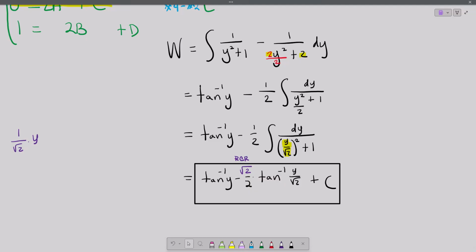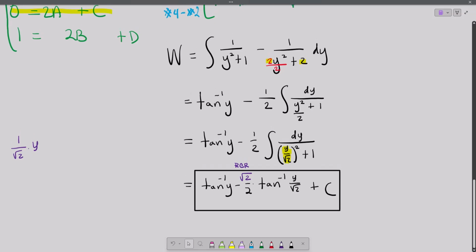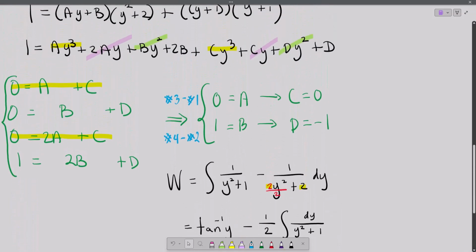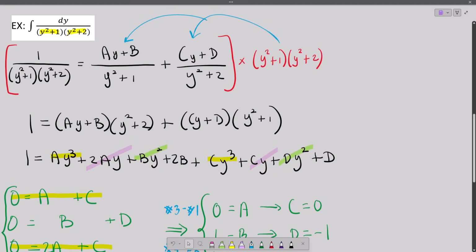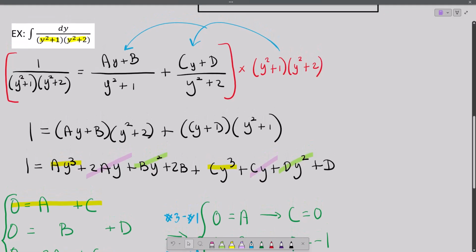Linear factors. So the one thing that we are noticing is that when we have an irreducible quadratic, we put a general linear as the numerator. So if you have a linear factor, you put a constant up top. If you have a quadratic factor, you put a linear up top. You subtract one from the power.